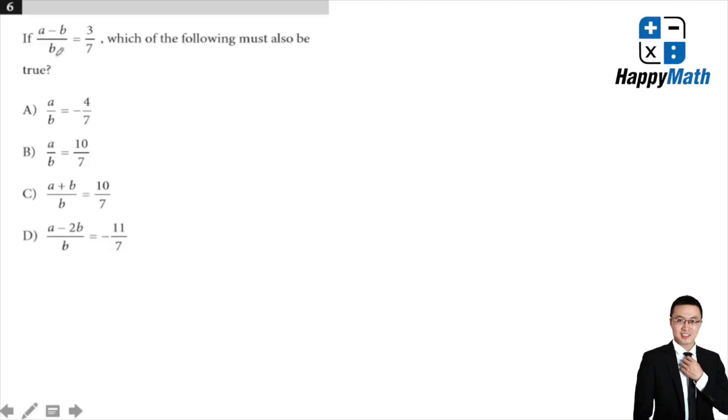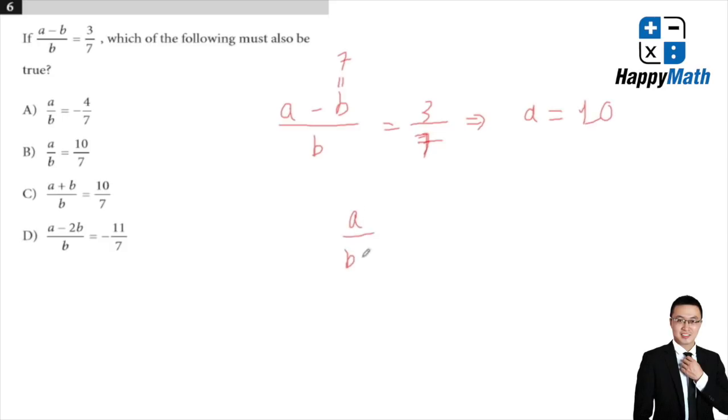Question 6. A minus B and B here are corresponding. Which of the following can be true? You can imagine this quickly. You have this ratio, and it means B will correspond to 7. So imagine that if we have 7 for B, then A minus 7 equals 3. So you can guess that A will be 10, because A over B is 10 over 7. So that's why I will choose B as my final answer.